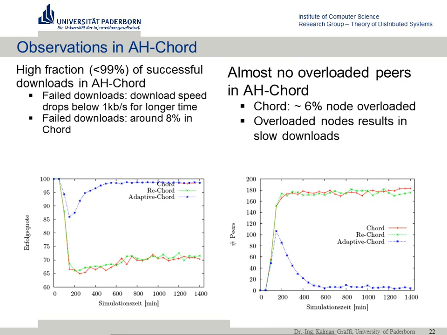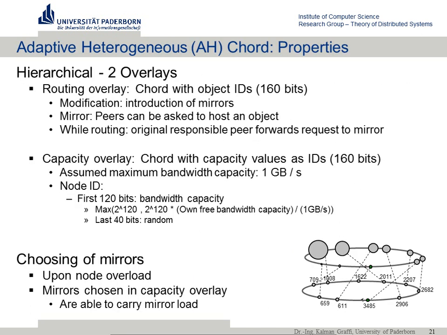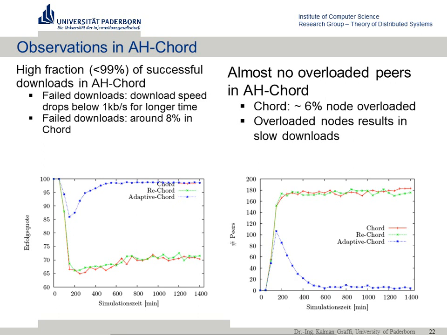This is the main idea, and of course there's some evaluation to show that it's working. This is adaptive Chord, and the red one is Chord. On the left side is the simulation of how many successful downloads there were in adaptive Chord. I think there were 1,000 nodes, file size between 0 and 10, realistic bandwidth, and many lookups basically.